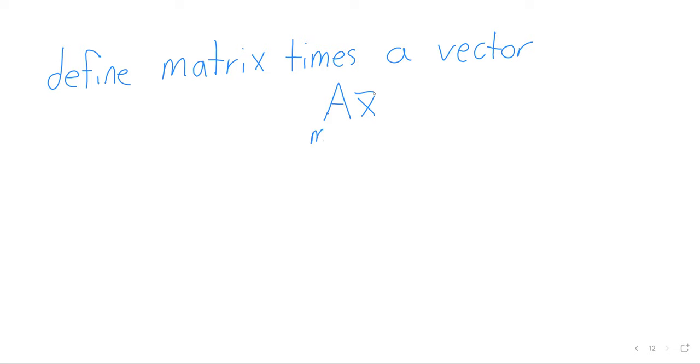A matrix A has m by n. So m rows, n columns. For this product to be defined, this vector needs to be n by one. In other words, these dimensions have to match. They have to be the same. And we'll see why when we define this matrix vector multiplication.